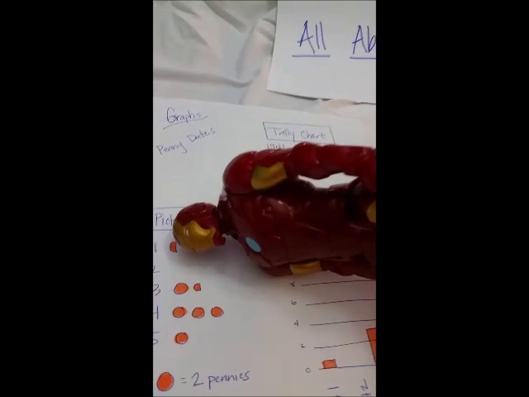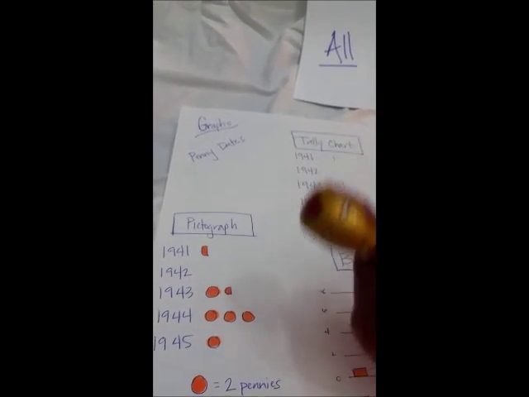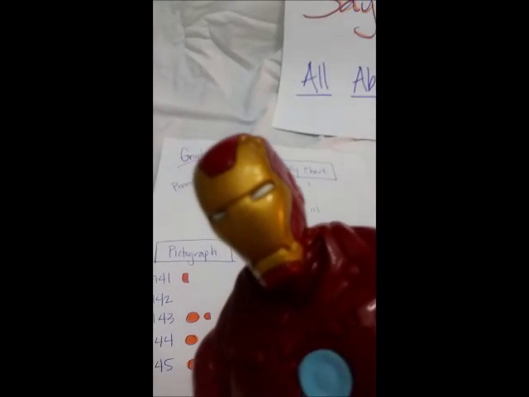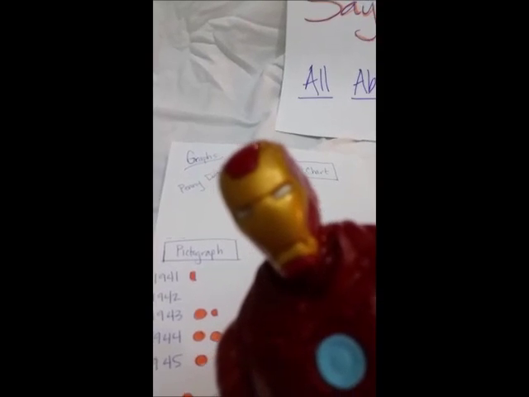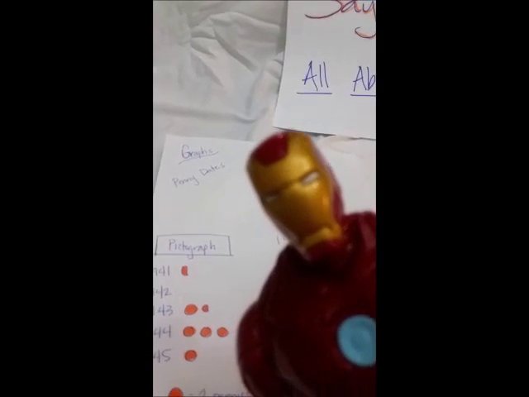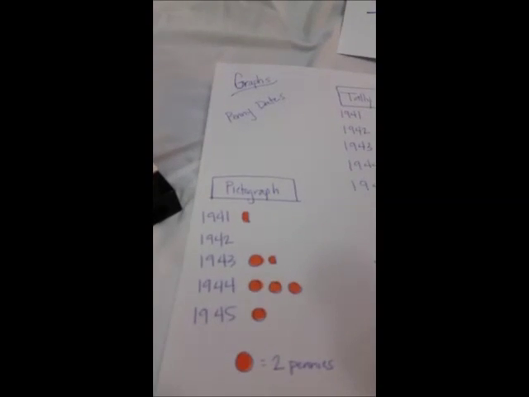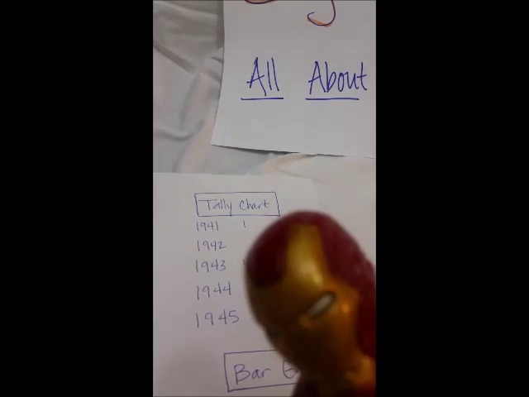So there's 1 penny for 1941 because it's half a circle. Now, just to make sure that you're doing the right thing, make sure your pictograph and your tally chart matches. If you've got matches, then you are correct. We definitely have matches.